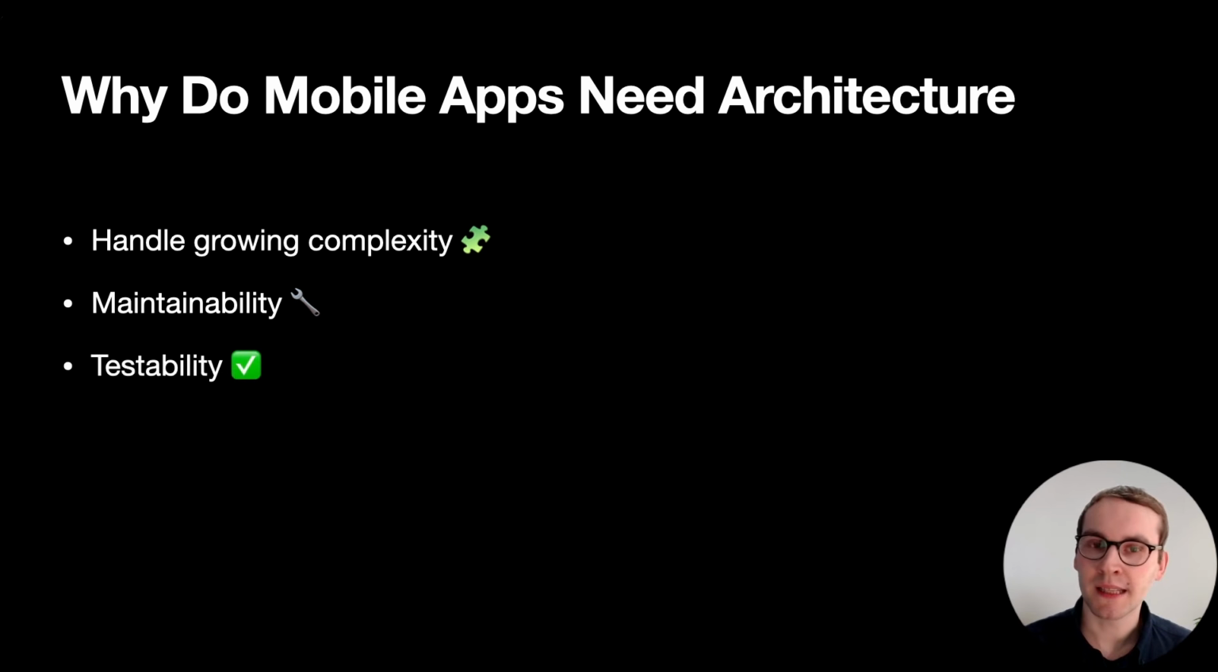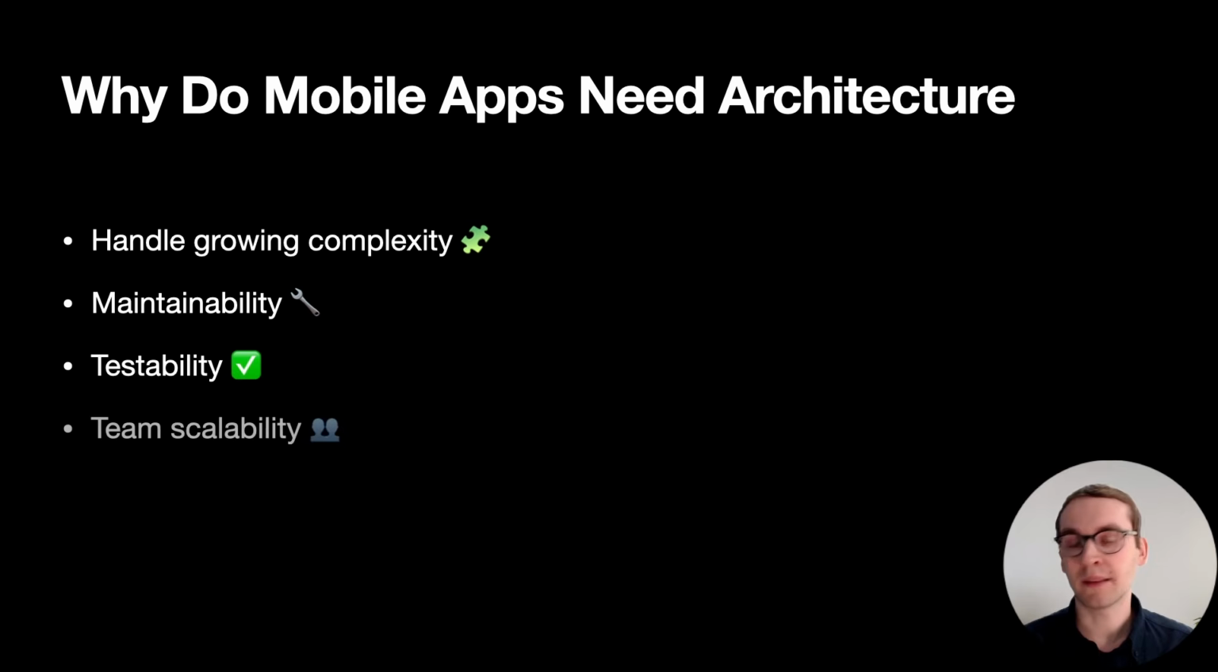Okay, third, testability. A modular design lets you test parts of the app or certain components in isolation, and mocking dependencies becomes straightforward. And finally, team scalability. Architecture gives everyone sort of a shared language, which lets multiple engineers work in parallel without stepping on each other.